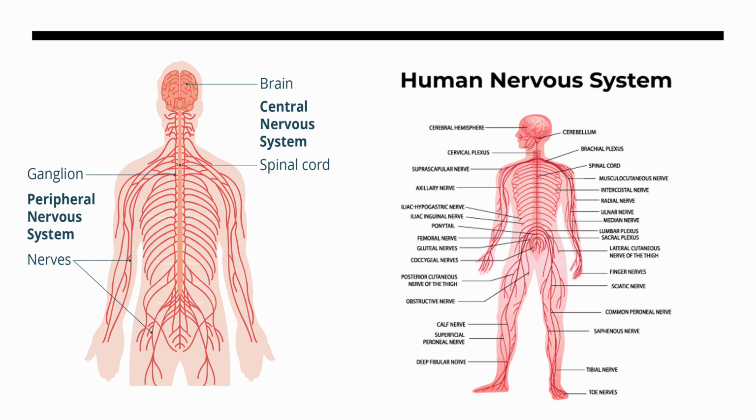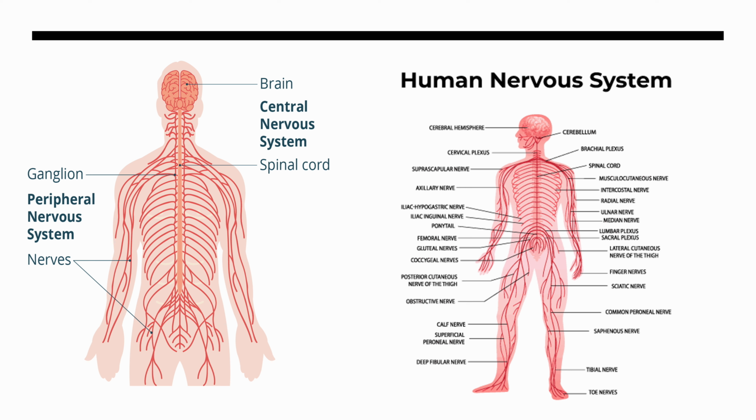Let's talk about the final system for today. It is the nervous system, the body's control center. The nervous system is responsible for sending, receiving, and processing signals throughout the body. It controls everything from your heartbeat and breathing to your thoughts, reflexes, and movement. It has two different parts. It is divided into the central nervous system and the peripheral nervous system. The central nervous system is made up of the brain and spinal cord, whereas the peripheral nervous system is all the nerves that branch out from the spinal cord to the rest of the body. It carries messages between your brain and your muscles, organs, and skin.